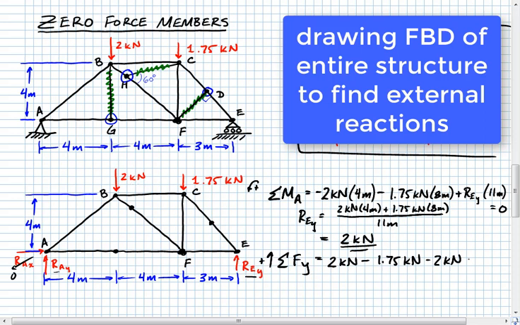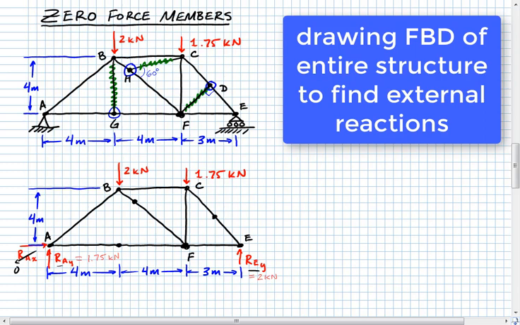All right, and then we'll take that and add RAY, and set all that equal to 0. And after having done that, what we'll find here is that RAY is just equal to 1.75 kilonewtons. Okay, and so there we have found the reactions for that truss.